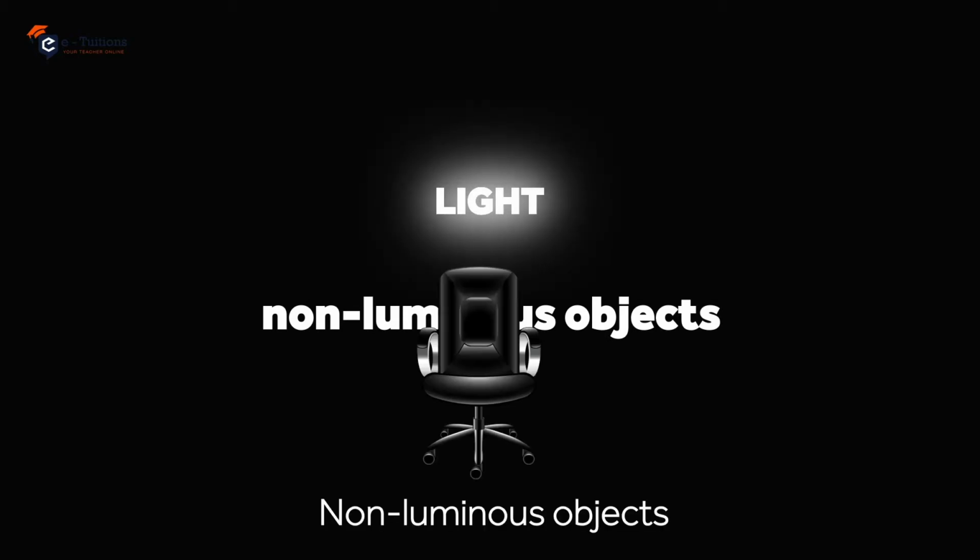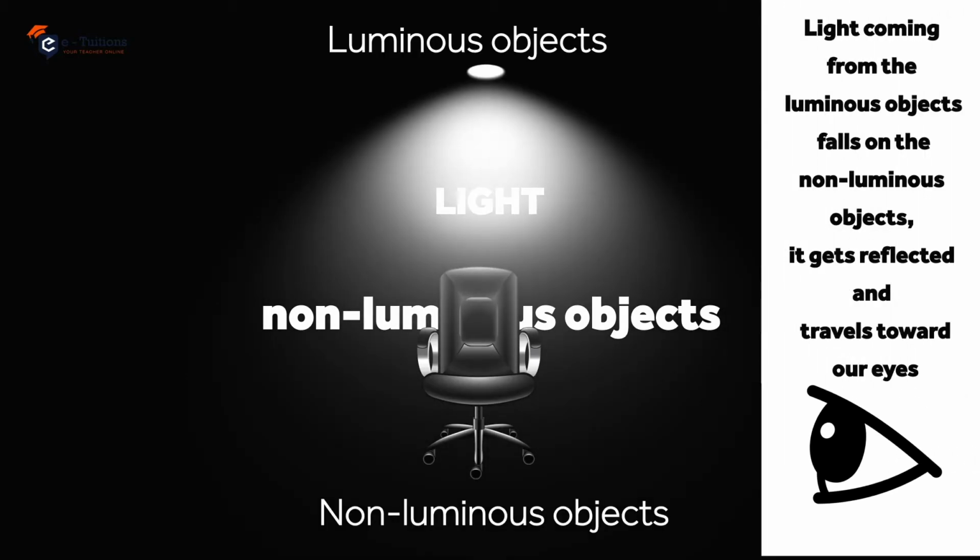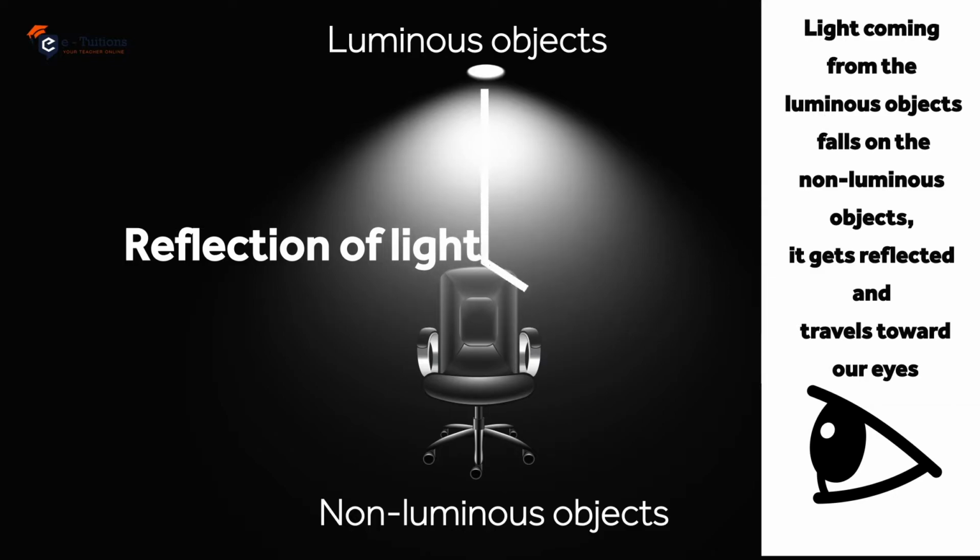Now the question is, how come we can see non-luminous objects? It is because of the reflection of light. Light is reflected from all surfaces. When the light from a source falls on an object and then bounces off onto our eyes, that is how we perceive it. When the light coming from the luminous object falls on the non-luminous object, the non-luminous object reflects this light, and this reflected light travels towards our eyes.